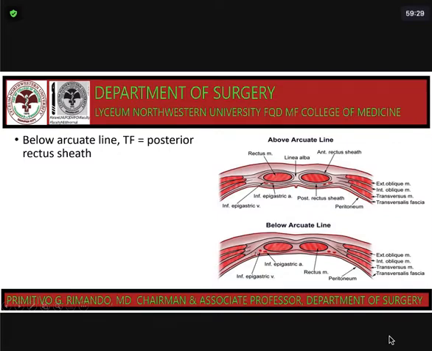So the transversalis fascia is here, and it is the only intervening tissue between the rectus muscle and your peritoneum. Of course, you have your preperitoneum, but the only intervening tissue at this point is your transversalis fascia.